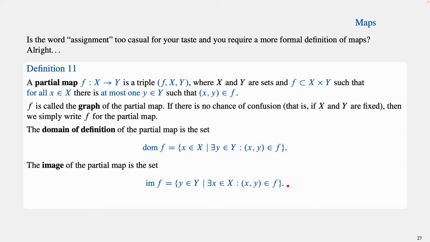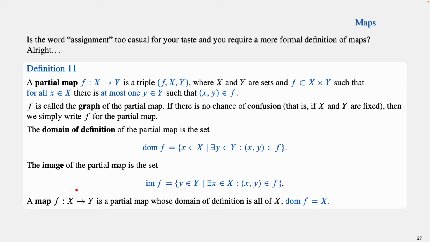And now we can define what a map is. Then a map f from X to Y is simply a partial map whose domain of definition is all of X, or dom f equal to X, in other words. So was that better? Good. So given all of this, it's probably more convenient to simply stick with saying a map is an assignment of elements from one set to elements of another set, and this is what we will be working with from now on.